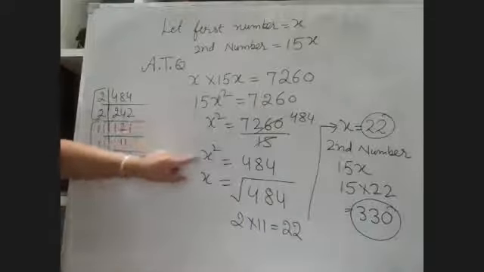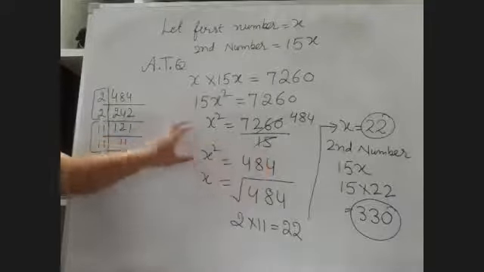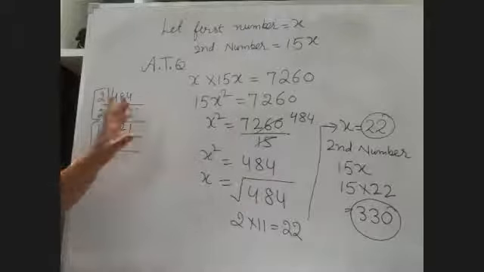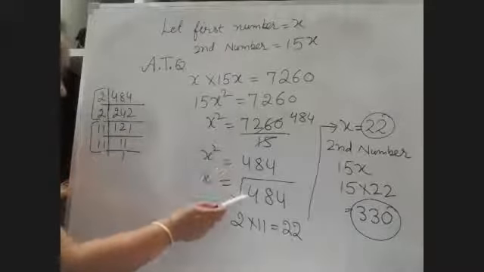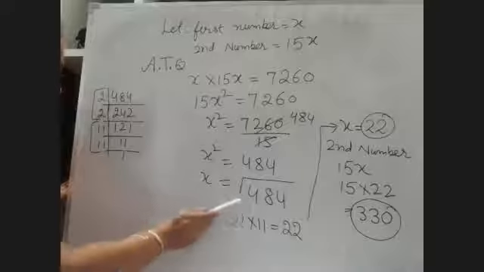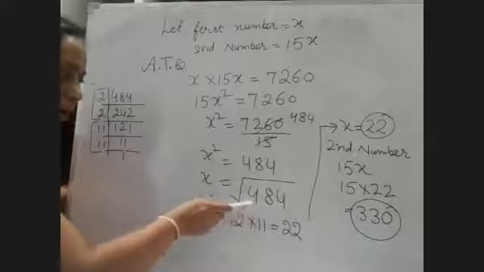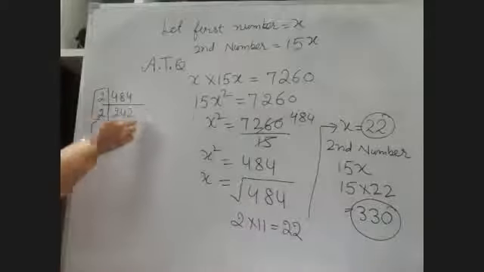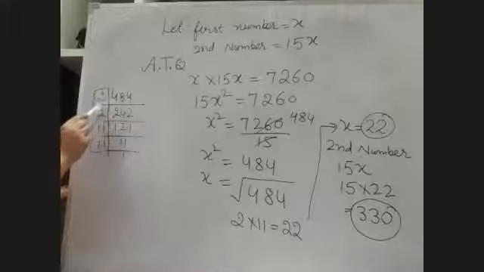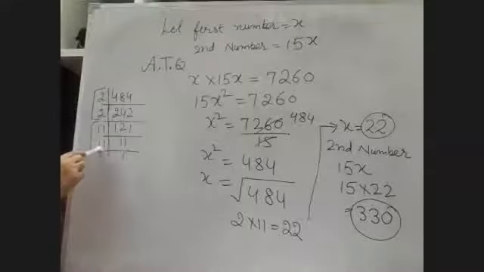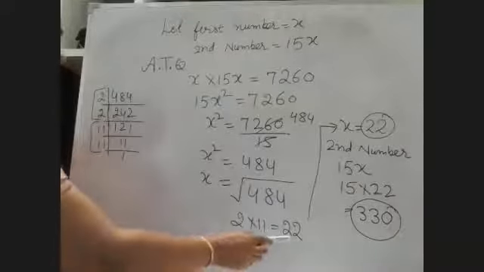We will get 484. Then x square is equal to 484. Now we have the value of x square, but we want the value of only x. So to remove this square, we take the square root on the opposite side. Then write x equals the square root of 484. Now find the square root of 484 by prime factorization. Find all prime factors of 484. These are 2, 2, 11, 11. Now find the square root: 2 and 11. So the value of x is 22.